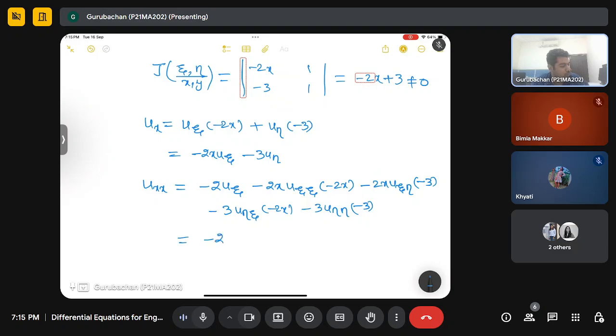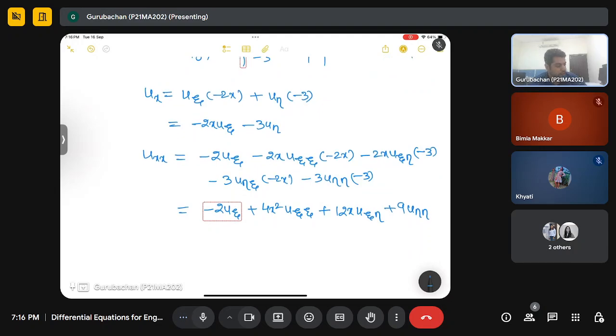So we need to simplify it a little. Minus 2u xi plus 4x square u xi xi. Since u has continuous second order partial derivatives, u xi eta is equal to u eta xi. So this will be plus 6x, and here is also 6x, so this will be 12x u xi eta, plus 9 u eta eta. So this will be your uxx.